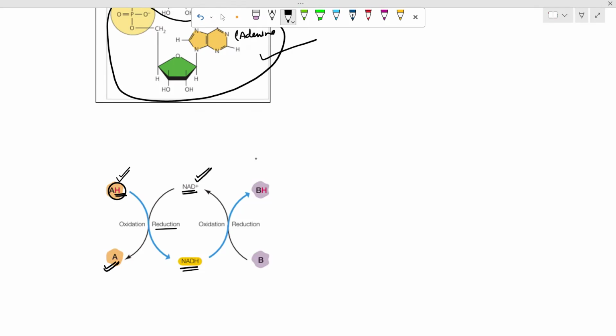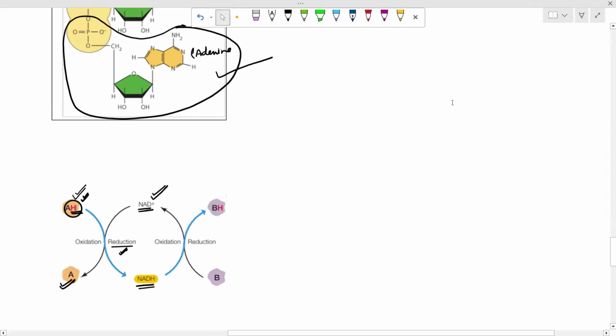Now, when it accepts the hydrogen, please understand, if NAD is accepting the hydrogen, means it is removing the hydrogen from the substrate A, means it is making the substrate A get oxidized. So we will say itself it is getting reduced, but it is working as an oxidizing agent. Give me 1 minute, let me show you the diagram.